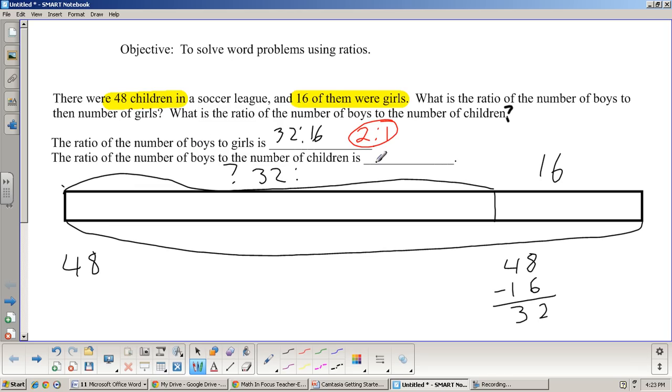Next question that they're asking me is, what is the ratio of the number of boys to the number of children, the number of total children? Well, I remember boys is 32. And total children was 48. So it's 32 to 48. I have to write it in that order.